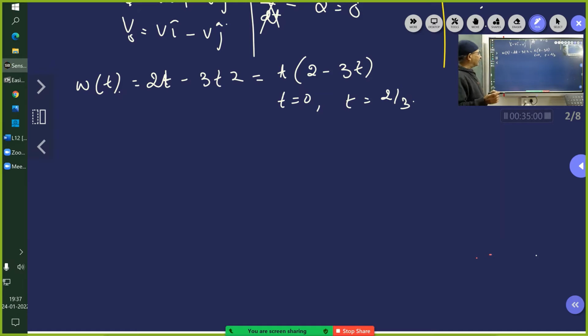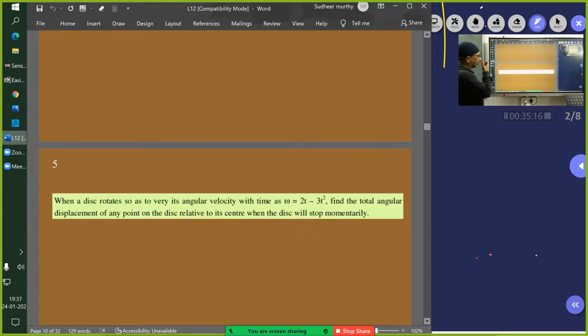So here, the displacement will be the integration of omega dt. What is the angular displacement they have asked? When the disc rotates with an angular velocity so and so, find the total angular displacement of any point on the disc relative to the center, when the disc will stop momentarily.